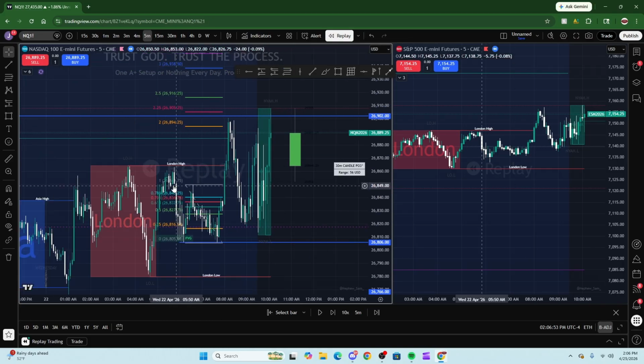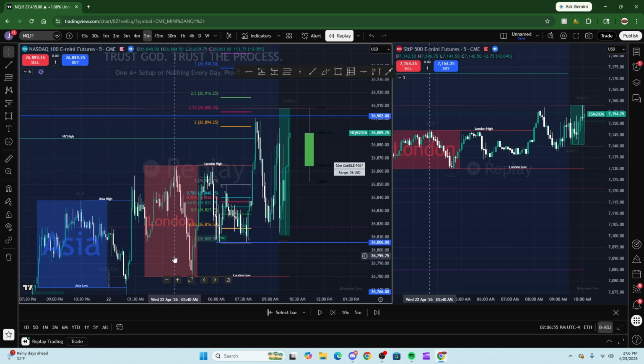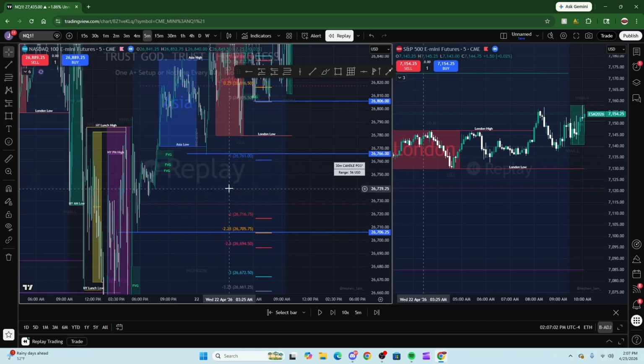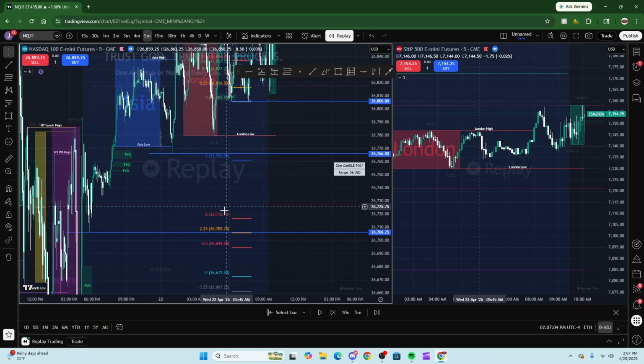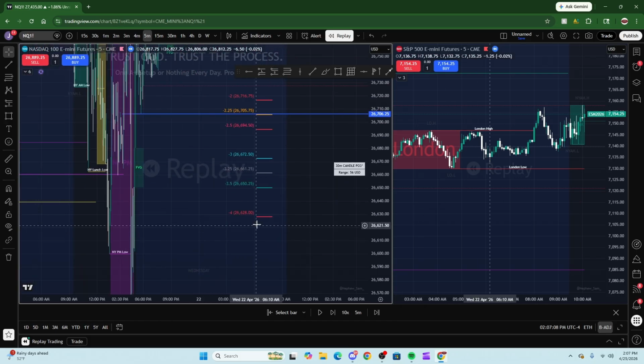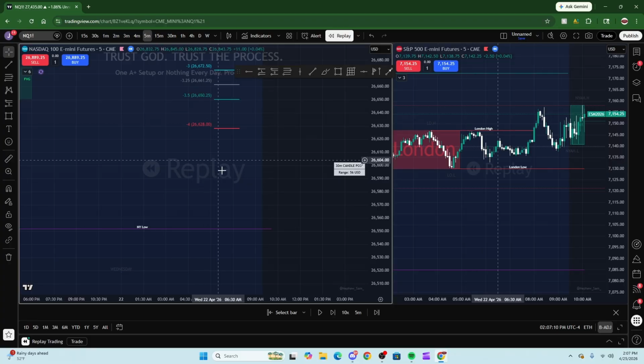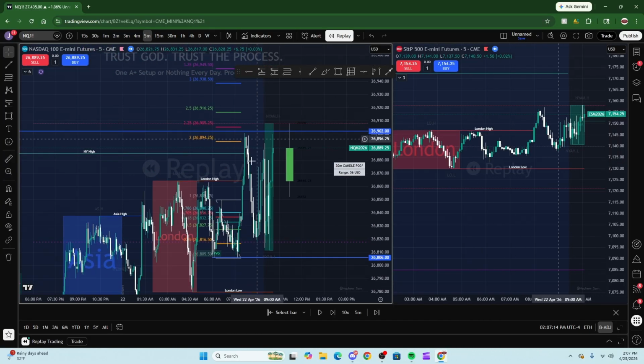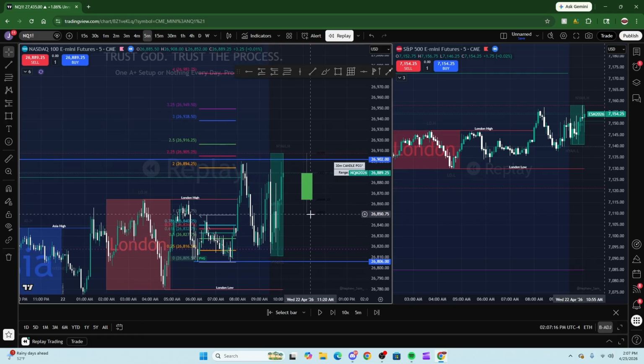2.25 has been tapped, paired with liquidity. This is also, I forgot to mention, the standard deviation level always has to be paired with liquidity. So you mark out your liquidity first, like these lows, and then you see, okay, if there's like a -1 or a -2 or a -2.25, the -4 is the full extension. There's nothing that should go past 4. So if we are displacing through -4, brother, we are not getting a reversal.